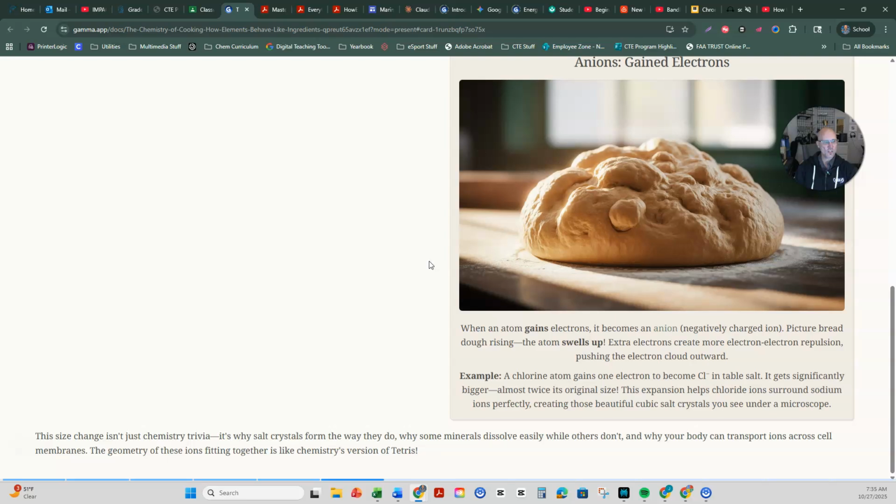So this size change isn't just chemistry trivia, it's why salt crystals form the way they do, why some minerals dissolve easily while others don't, and why your body can transport ions across cell membranes. The geometry of these ions fitting together is like chemistry's version of Tetris.